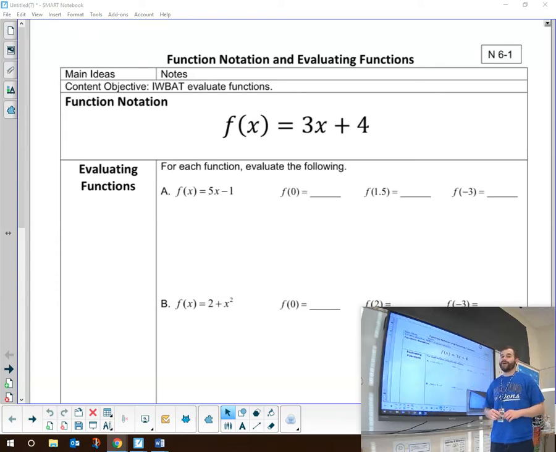Hey guys, I hope you're ready for our last week of lessons before the end of this semester. It was crazy, right? Today we're talking about function notation and evaluating functions.